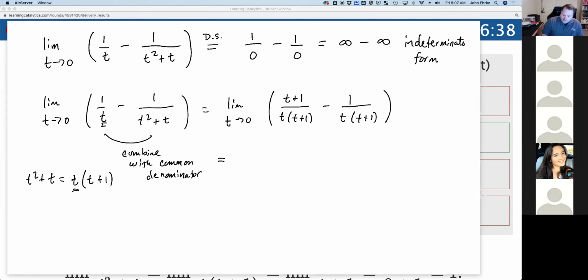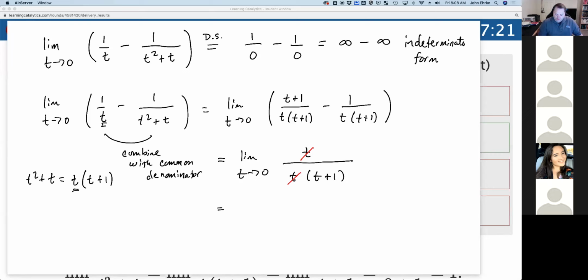So if we combine those, you'll get the numerator there, t plus 1 minus 1, so that'll just be t in the top. And then the bottom will be t times t plus 1. Okay, once you do that, remember the goal of algebra in all these problems is to algebraically manipulate it to a point where you get a cancellation to occur. And after that cancellation occurs, reevaluate the limit. So we can see here that you have t divided by t, which is where the cancellation is going to occur.